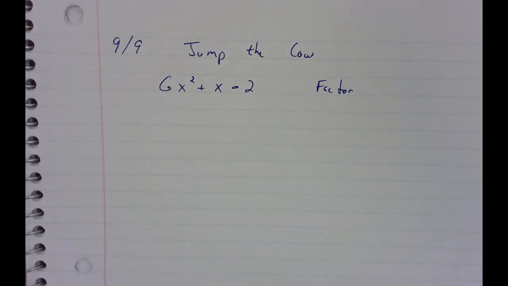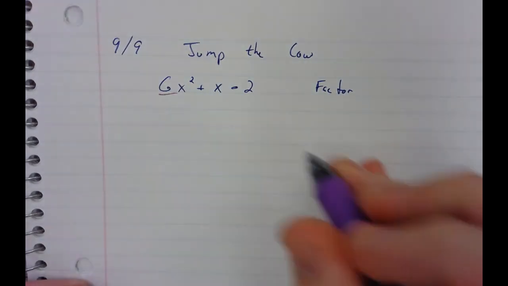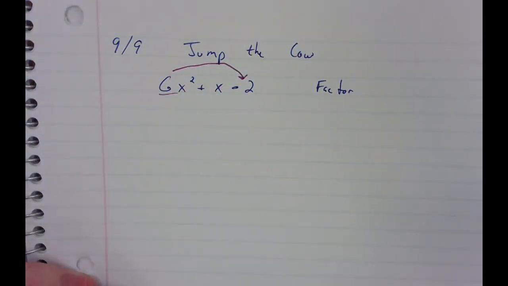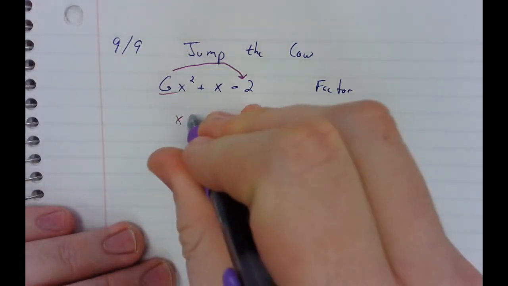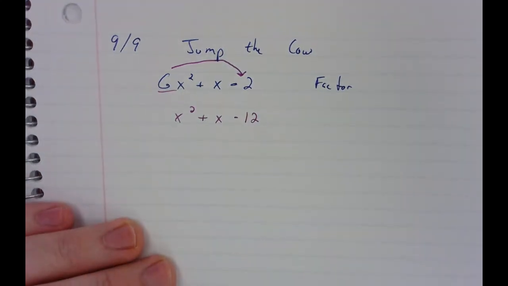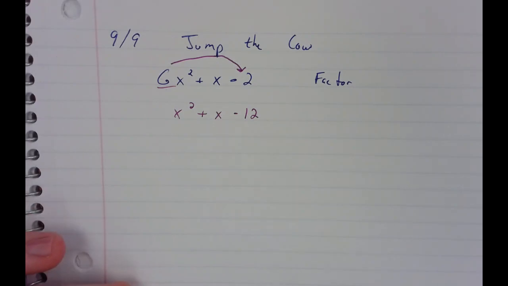So what we're going to do here is take this first number, and it's going to jump the cow and come back here and multiply times that last constant term. As a result, we're going to end up with a trinomial that says x squared plus x minus 12. Now this looks like what we've been factoring in class already, so this is pretty straightforward.